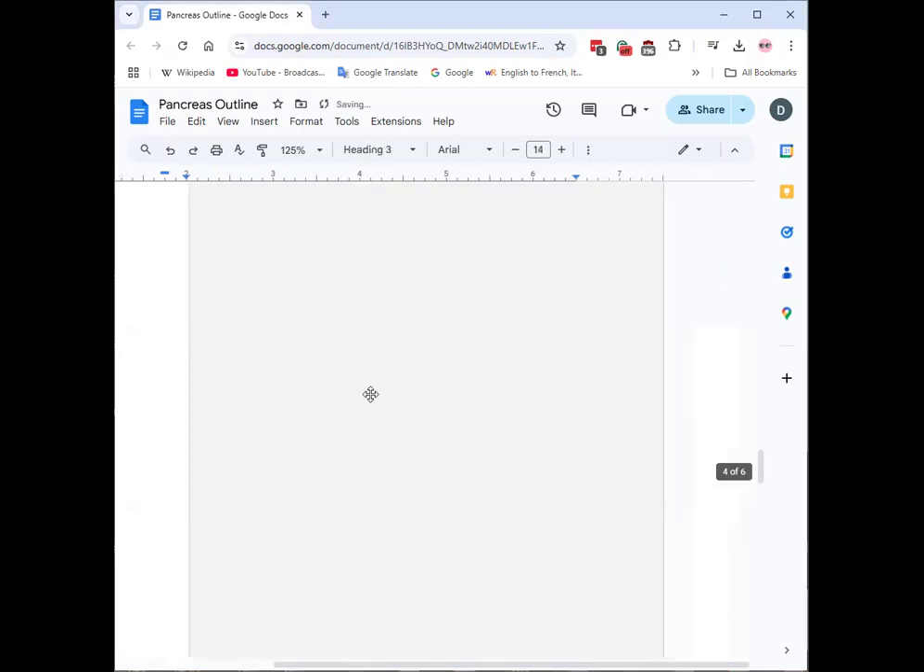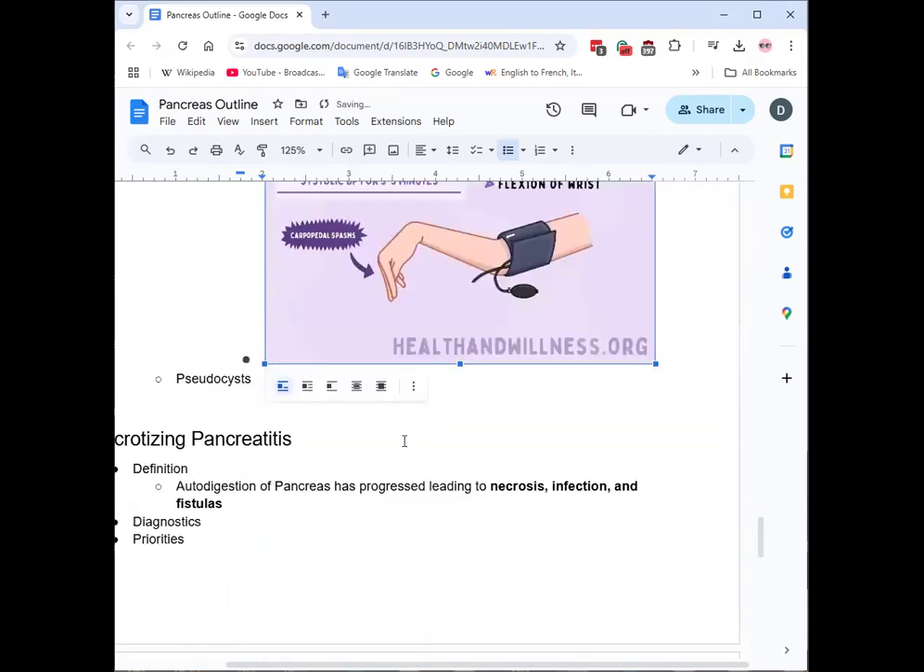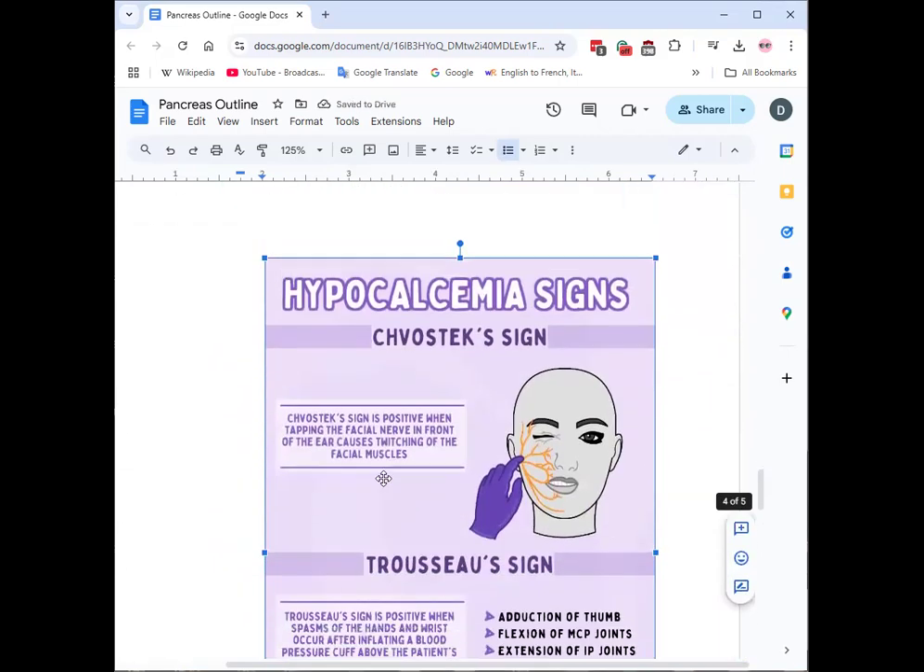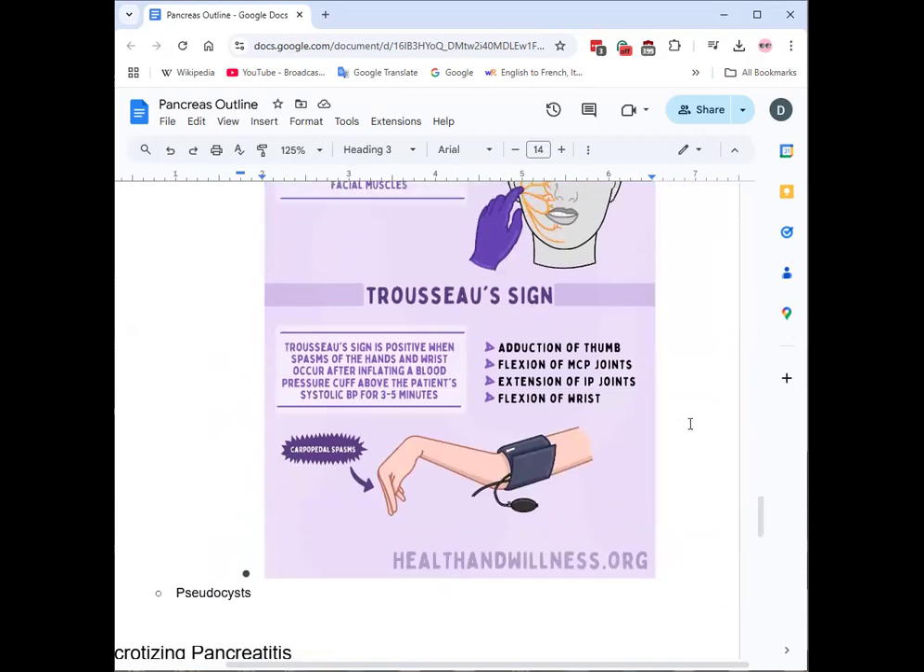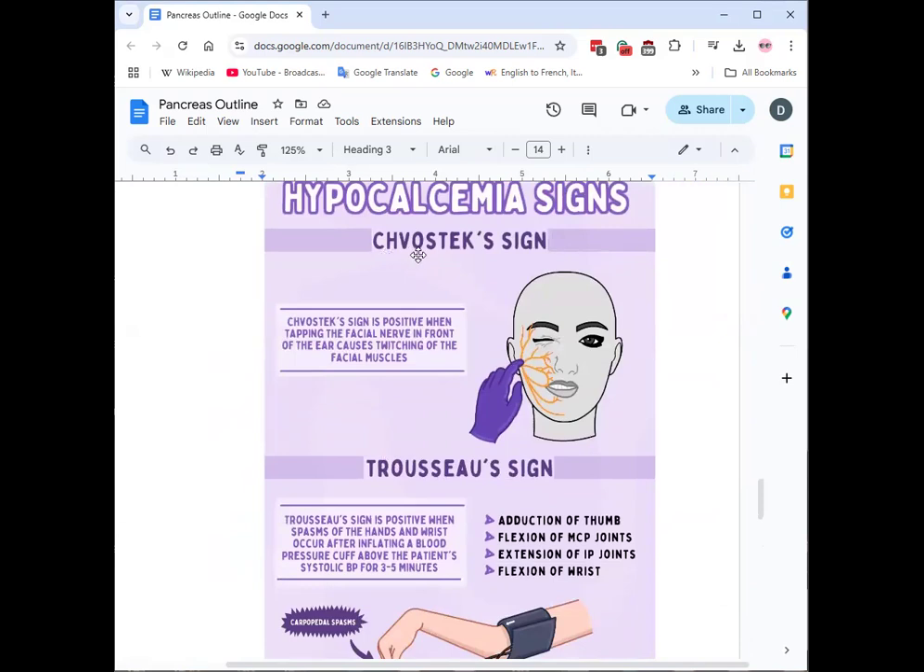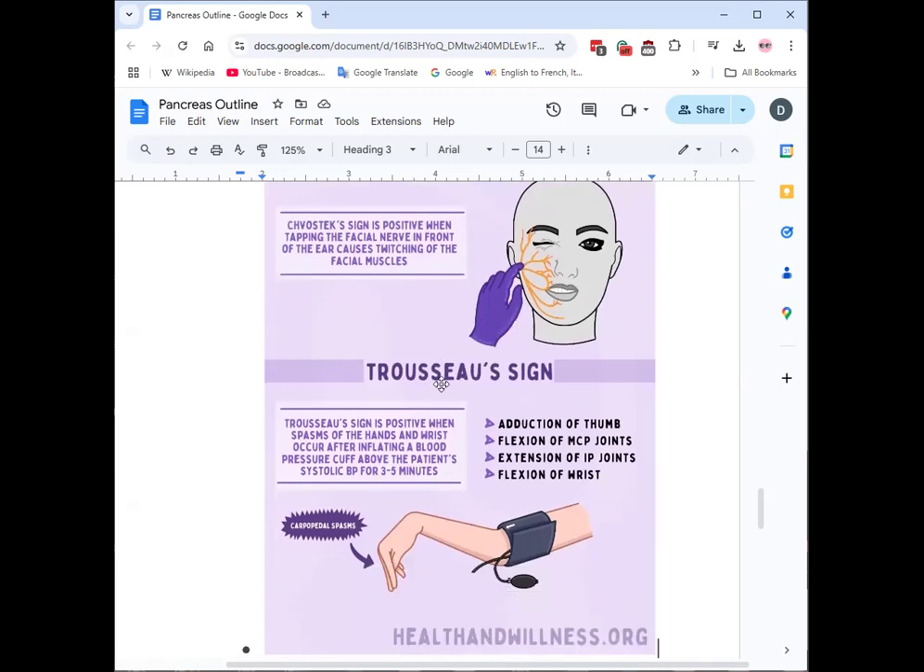Okay, and then this is the picture here. You might see these words thrown around on tests and Kaplan's and whatnot. So the Chvostek sign, apparently, I learned the CH is silent. When someone has hypocalcemia, you can tap them on the facial nerve, right around the part where the cheekbone is, and it might cause twitching of the facial muscle. Trousseau sign, I think that's pronounced Trousseau.